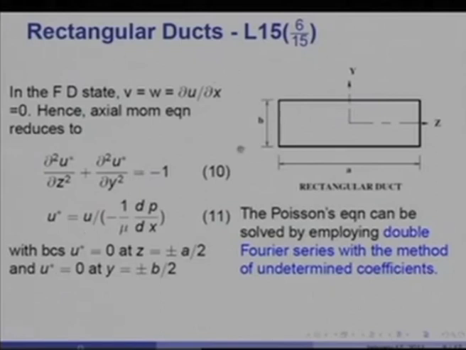If we say that the duct dimension is b on the narrower side and a on the longer side, then u star is equal to 0 at z equal to plus and minus a by 2, and it is also equal to 0 at y equal to plus and minus b by 2. Now, a Poisson equation of this type can be solved by employing double Fourier series with the method of undetermined coefficients, and I will briefly explain what that method is.